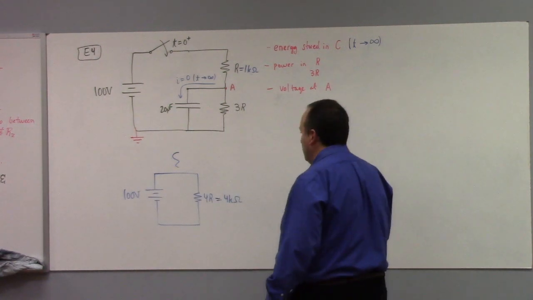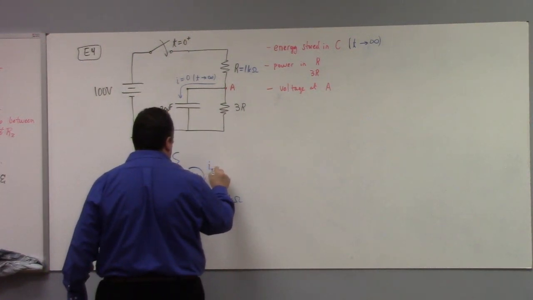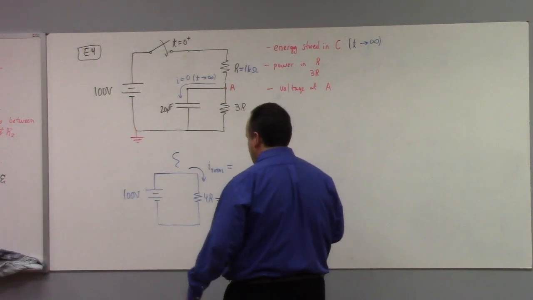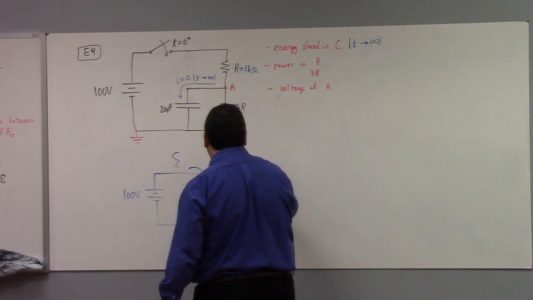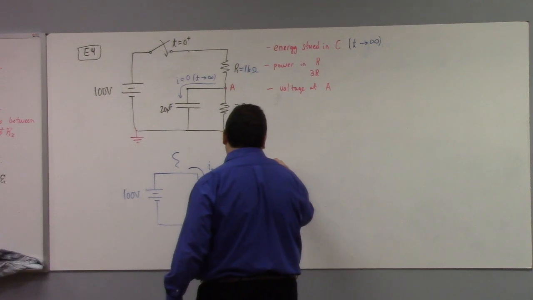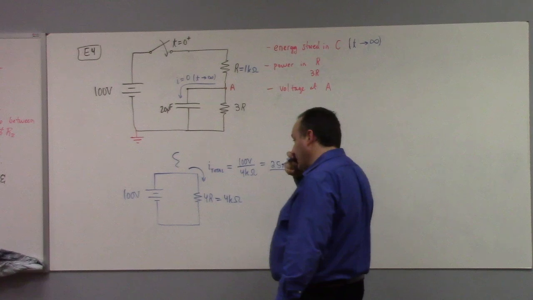And so what's the total current? $100 divided by 4 kilo ohms, also known as 25 milliamps. There we go.